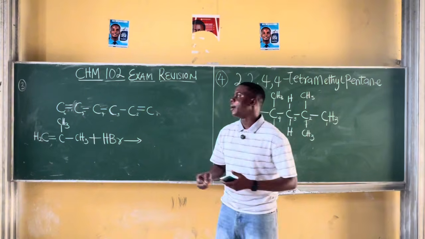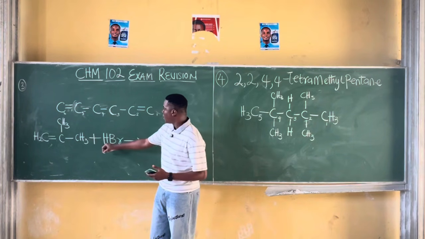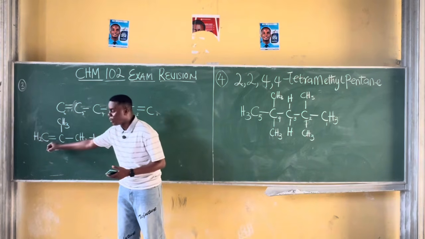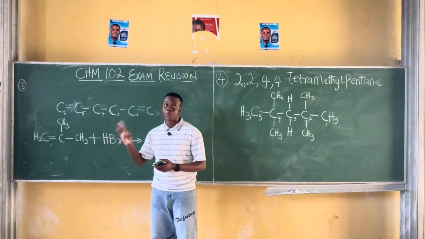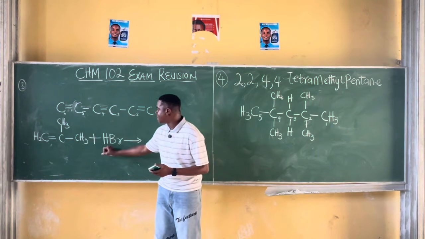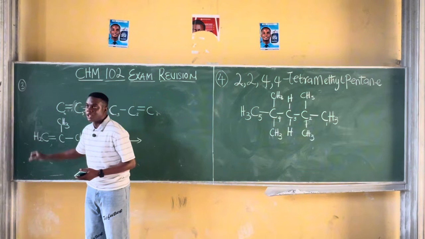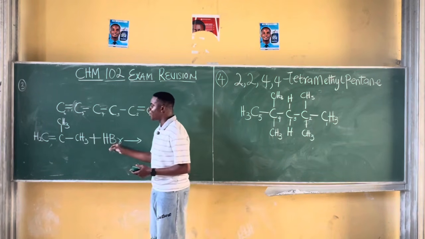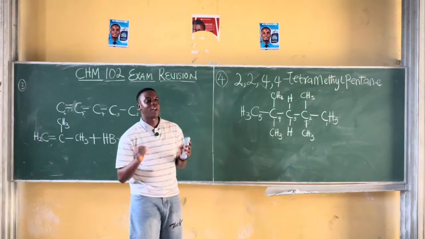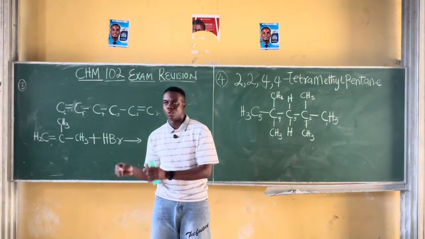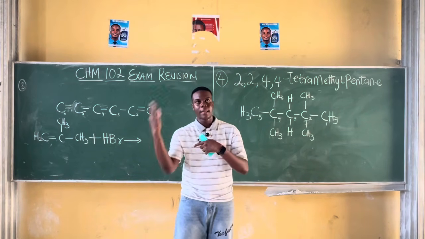Now, from the idea of Markovnikov's rule, if you want to add HBr to this double bond, and the addition follows Markovnikov's rule, the hydrogen from the HBr will go to this carbon that has more hydrogen. Then the Br, which is the bromine, will go to the carbon that has less hydrogen. That is if you are following Markovnikov's rule. But if you are not following Markovnikov's rule, the reverse is the case.